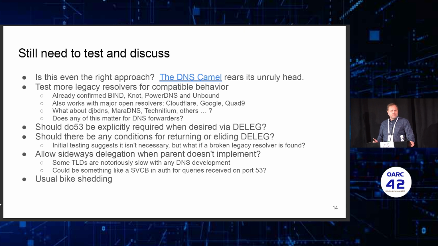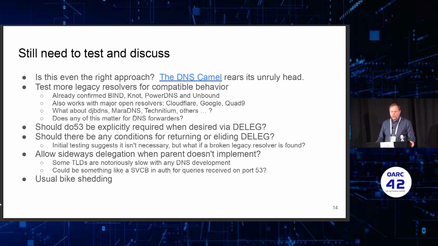Also, while we suspect that none of this would matter at all for DNS forwarders, we still kind of have to prove that out, that somehow this does not disrupt the action of DNS forwarders. And then there's other questions that kind of fall into the usual bike shedding type of things. Like, I personally believe that if you wanted to use a conventional legacy resolver, you should explicitly say in your DELEG record that this is the kind of resolver I'm talking to. Other people like it to be implicit, right, which is how it is in the draft right now.